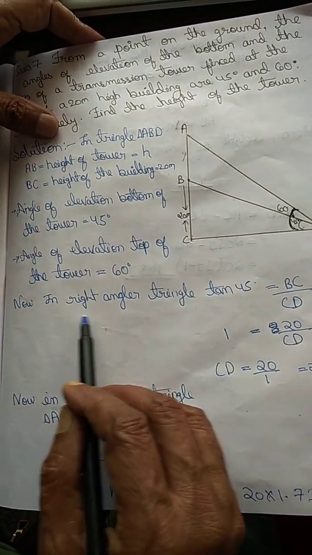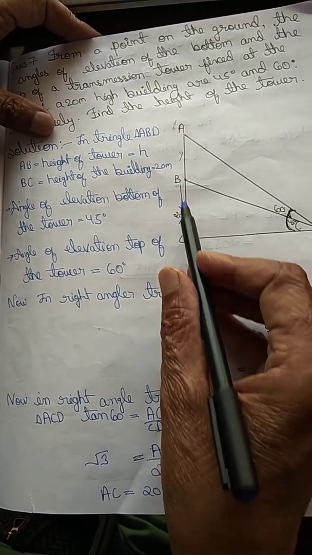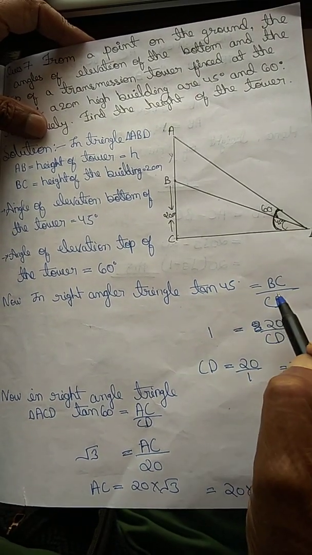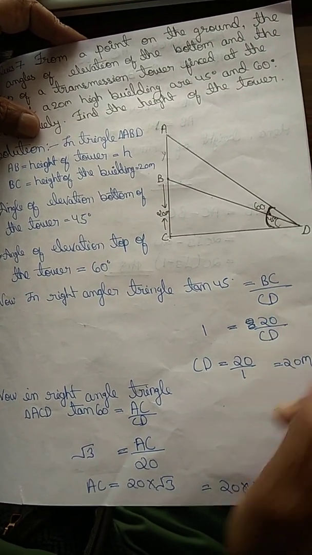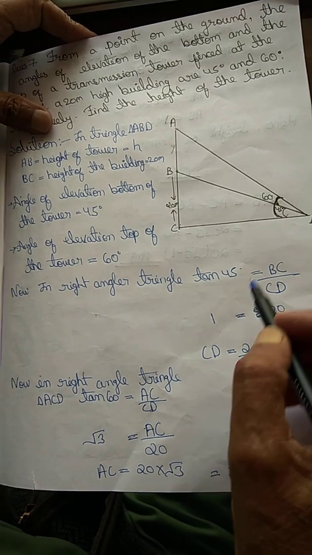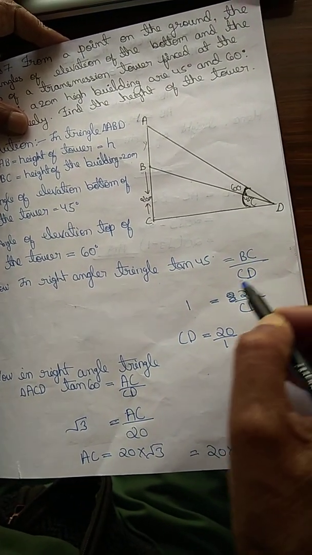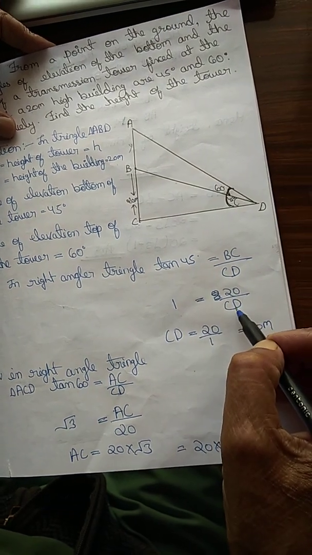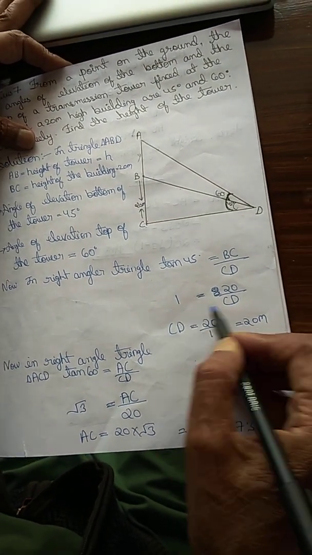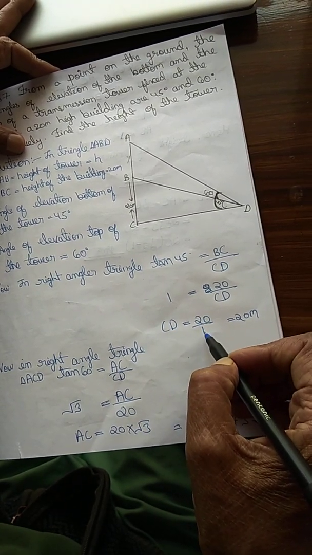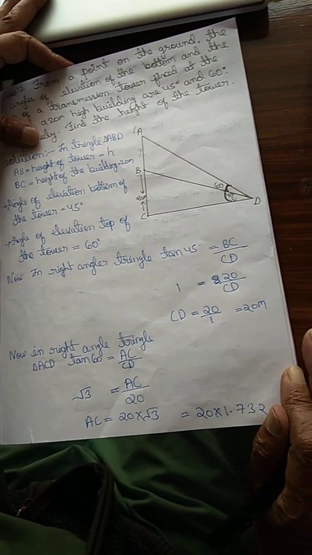Now, in right angle triangle BCD, tan 45 is equal to BC upon CD. So, tan 45 is 1 and BC is 20. So, 1 is equal to BC upon CD. So, on transposition, CD is equal to 20 upon 1, that is CD is equal to 20 meters.